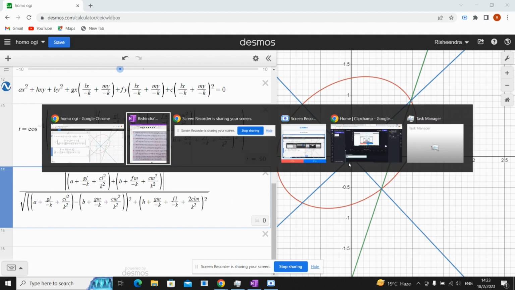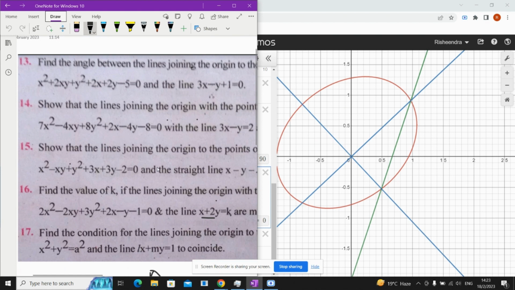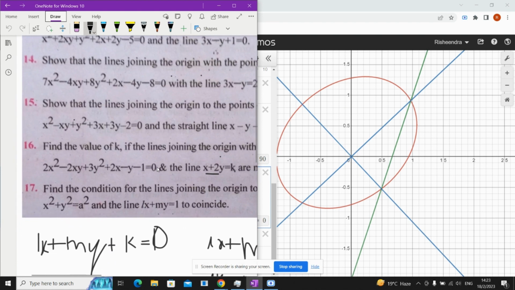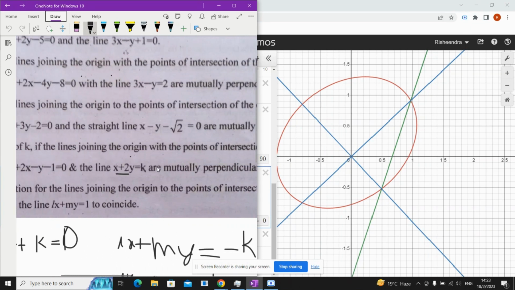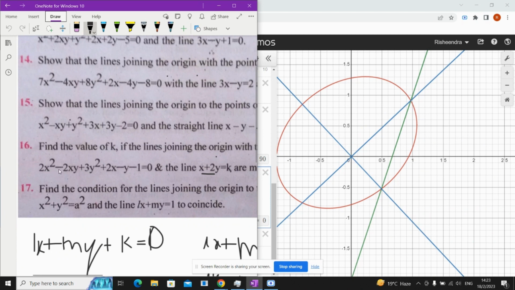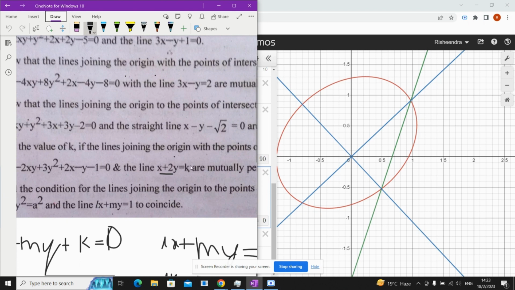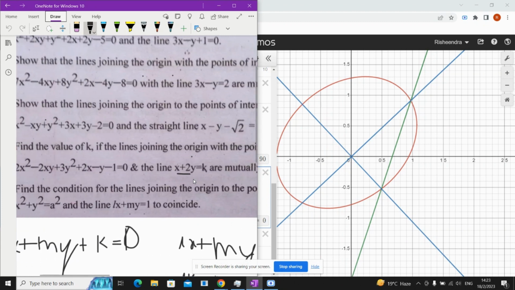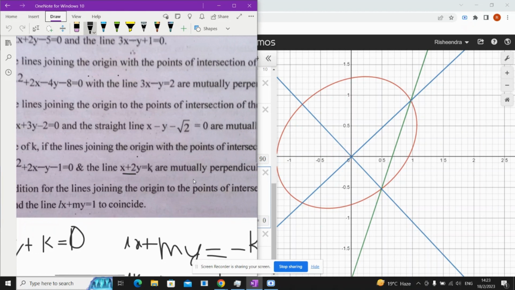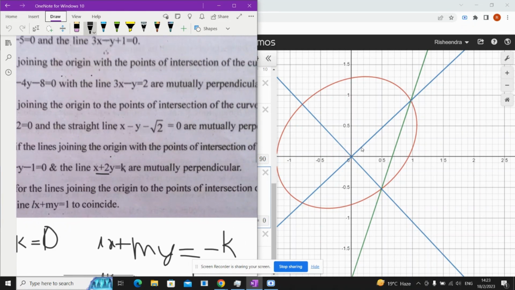Well, let's look at another question, which is a little bit difficult. Okay, see the 16th question. Find the value of k if the line joining the origin with the point of intersection of the curve 2x square minus 2xy plus 3 blah blah blah, and the line here. See, there is a constant here instead of a fixed value like the other equations. There is a constant, are mutually perpendicular. Okay, we have to find the value of k where the angle between the two pair of straight lines is 90 degrees.